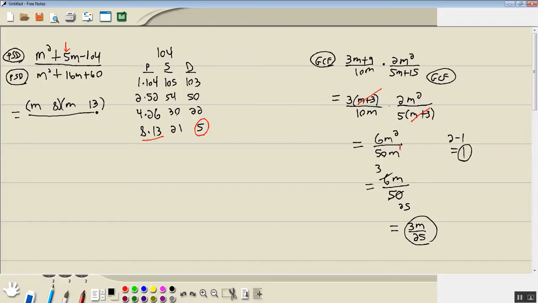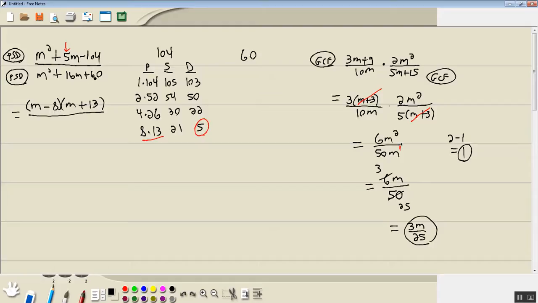Now we got a note that helps us on our signs. The larger number that we're using, 8 and 13, so larger is the 13, will always be the same sign as the middle term, which is positive. The number I circled is in the difference column. D for different signs means one will be positive, one will be negative. Since this one's positive, then this one has to be negative.